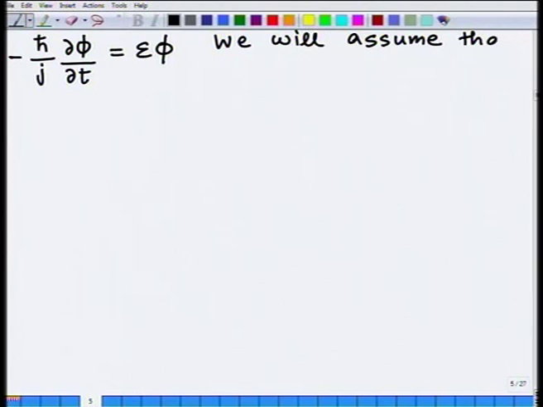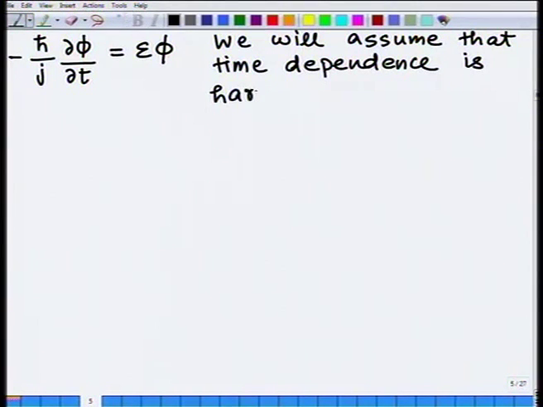We will assume that time dependence is harmonic. This implies that we will take phi to be e to power some constant times e to power j omega t. That means, rotating in time with the angular speed omega. You can clearly see, you can substitute this into this equation right here, and you will see that this is a solution to this equation.